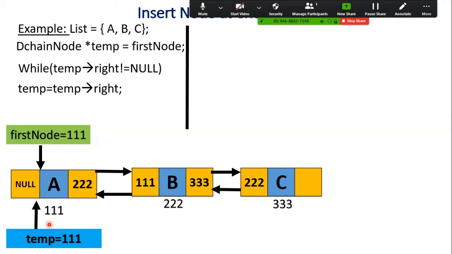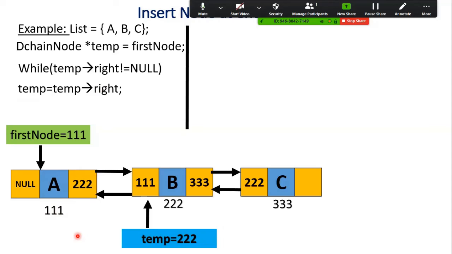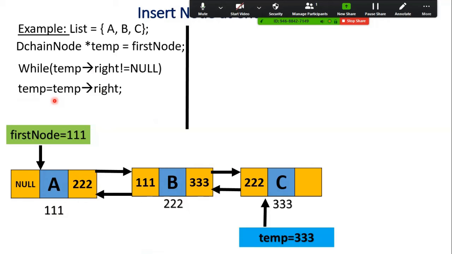Temp of right is not equal to null. What is temp of right? The right field of the A node, that is 222, not equal to null. Temp equals temp of right. Temp value is overwritten as 222. It is pointing to the second node, that is the B node. Again, temp of right. Temp is pointing to the B node, so the B node's right field is 333. That's temp of right is 333, not equal to null. So temp equals temp of right. Now temp becomes 333. Now it is pointing to the C node.